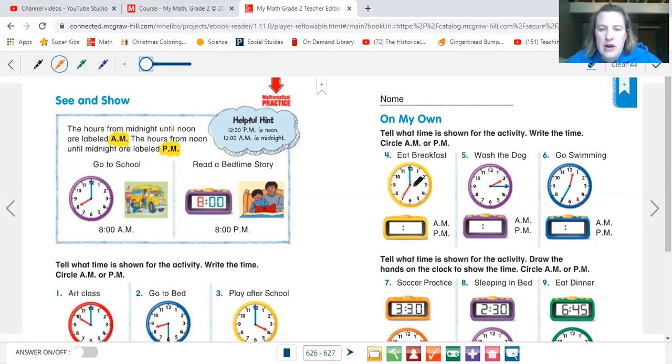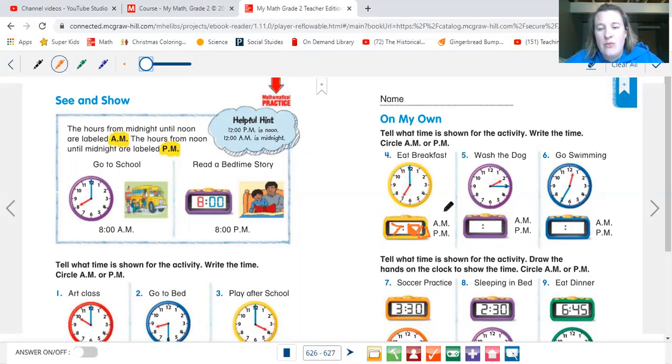So we look at our hour hand. Well, it's pointing directly at the 7. So I'm going to make a 7 in the hour spot. And then my minute hand is pointing directly at the 12, which means it is 7 o'clock. I'm making some wonky zeros here. I apologize for that. I'll fix that one up.